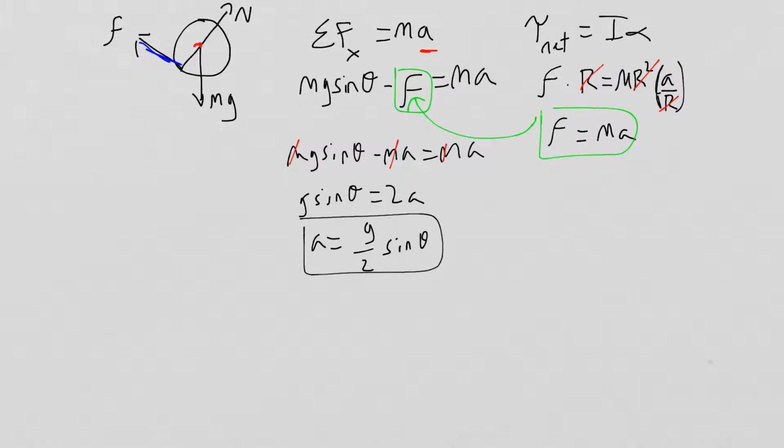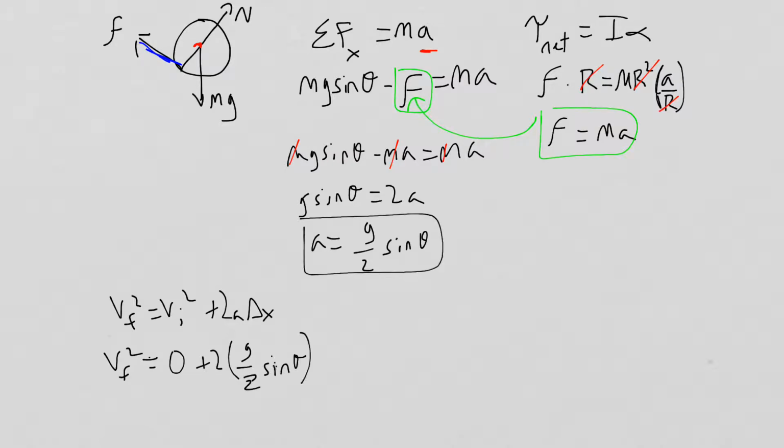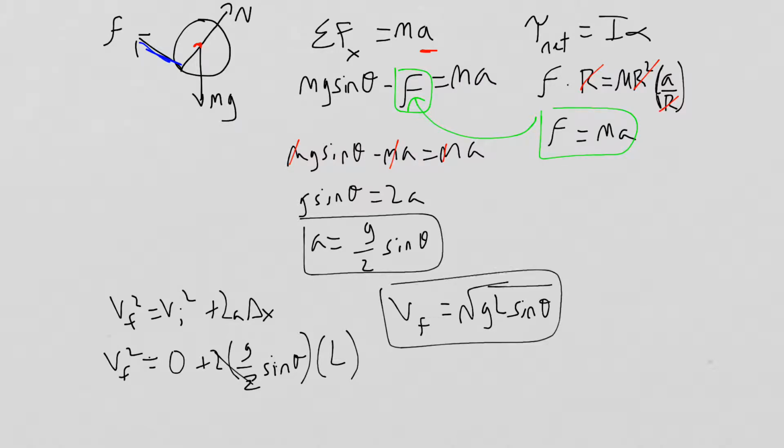Now, part B is pretty straightforward. We know the acceleration, we know the distance we travel, we don't know anything about time, so I'm going to pick the kinematics equation that doesn't involve time. V final squared equals V initial squared plus 2a delta x. So V final, that's what we want. V initial is 0. We know the acceleration, and delta x is L, the distance of the ramp. So those 2's will cancel out, and we can take the square root, and we'll get V final equals the square root of gL sine theta. And so that's A and B.